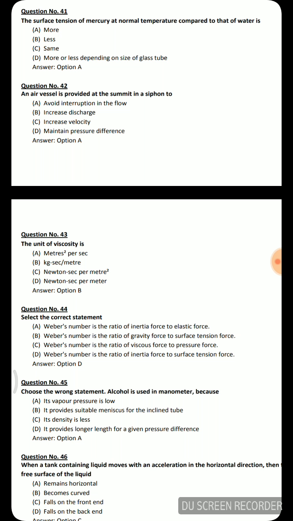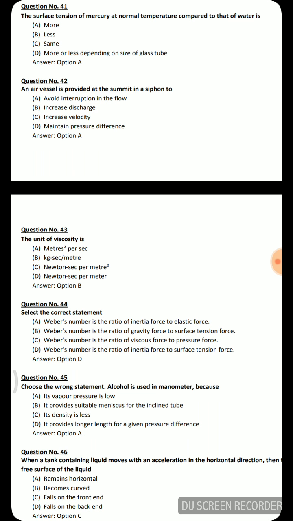Next question: unit of viscosity. This is a bit confusing, because if it is only asked viscosity, the answer will be kg second upon meter. But if it is asked kinematic viscosity, then the answer would be meter square per second. So A and B are confusing, but if it is only asked viscosity, then you should write kg second per meter.